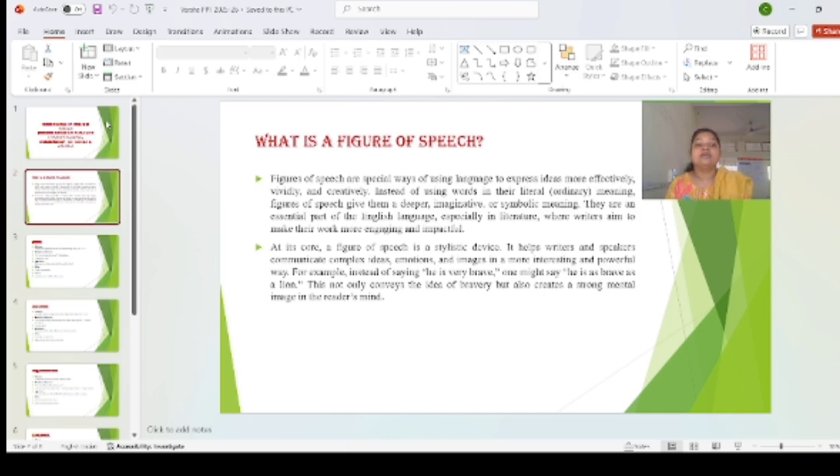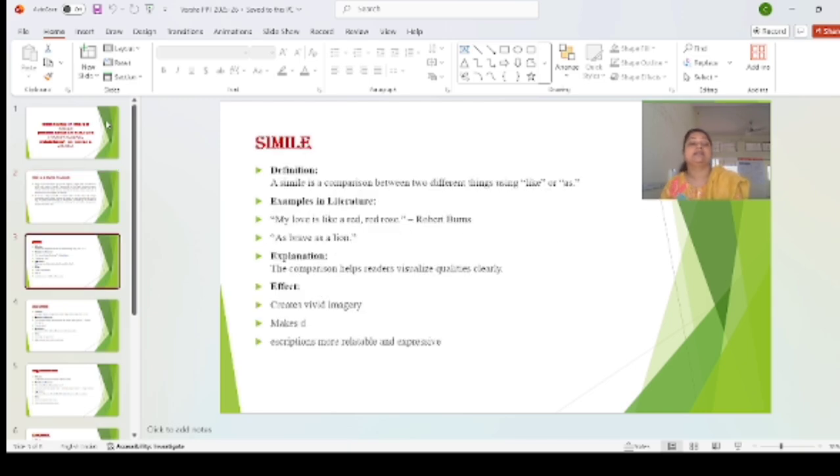At its core, a figure of speech is a systematic stylistic device. It helps writers and speakers communicate complex ideas, emotions, and images in a more interesting and powerful way. For example, instead of saying he is very brave, one might say he is as brave as a lion. This not only conveys the idea of bravery but also creates a strong mental image in the reader's mind.